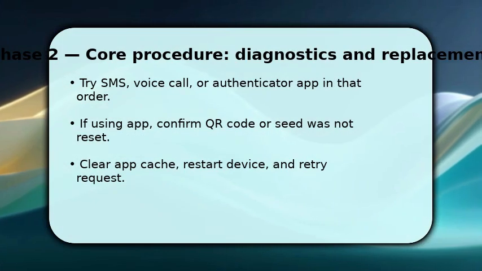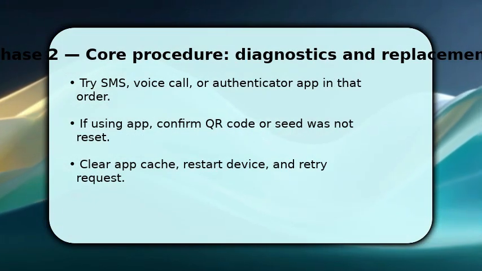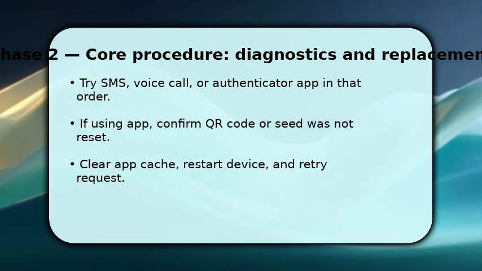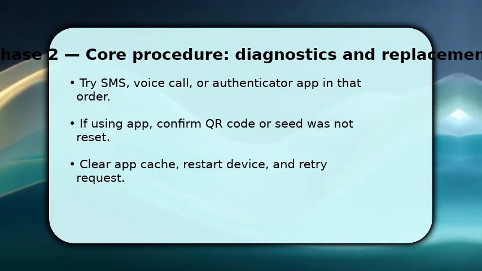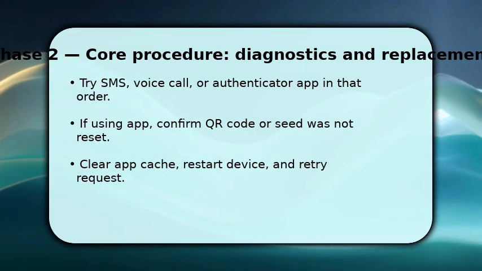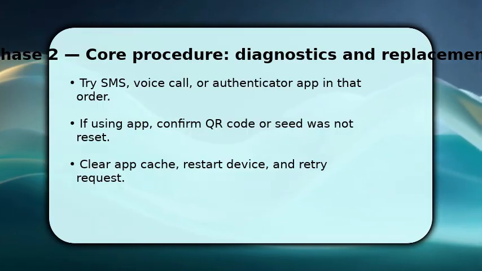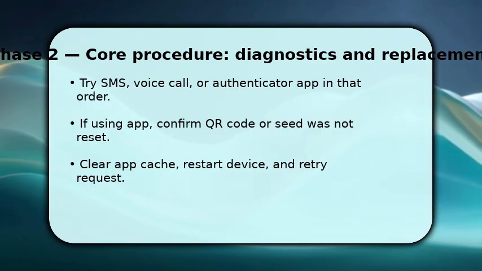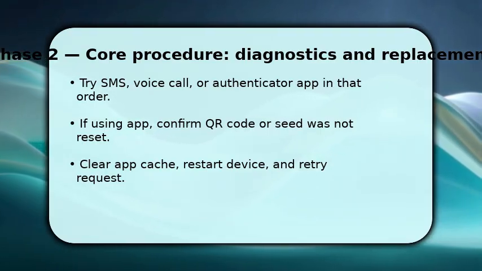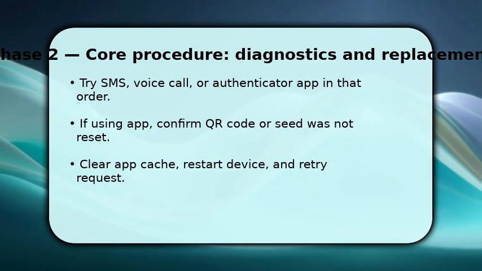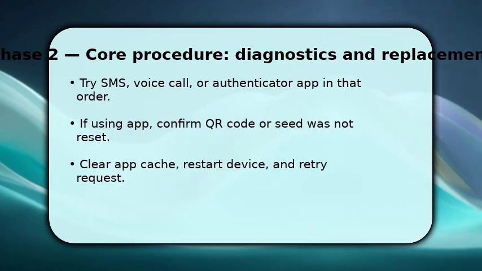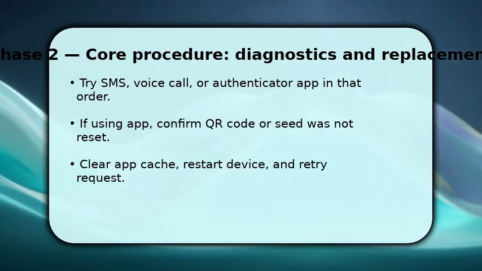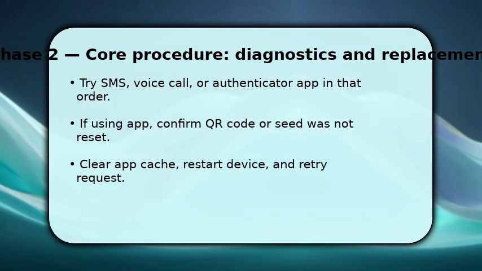Now you request and validate the one-time passcode. Try SMS first. If it fails, request a voice call. Sometimes carriers drop SMS. If you use an authenticator app, make sure the account seed or QR code was not changed. Resync the app if time-based codes are off. Clear the authentication app cache and restart the device to eliminate transient errors. If the code still does not arrive, wait 1 minute between attempts to avoid rate limits. Then request a fresh code.